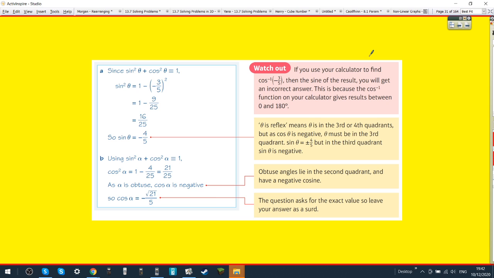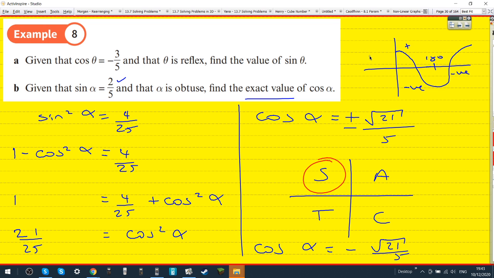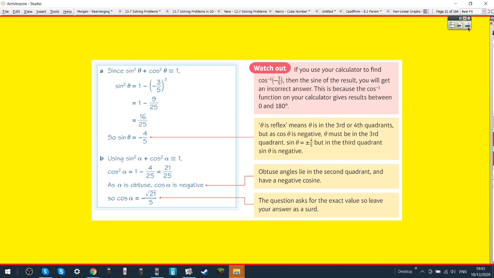Can you hear me? Hello? I can hear you now, yeah. Okay. Yeah, so this quadrant thing is just a summary of what is positive where. I think the screen's frozen. I can hear you, but the screen's frozen. Oh, now it's unfrozen, I think. Okay, yeah, I can see it now.